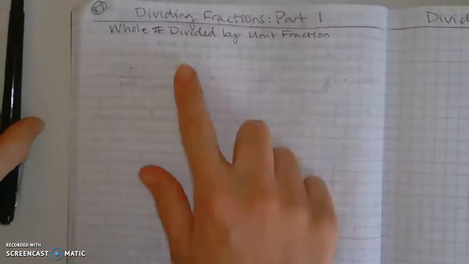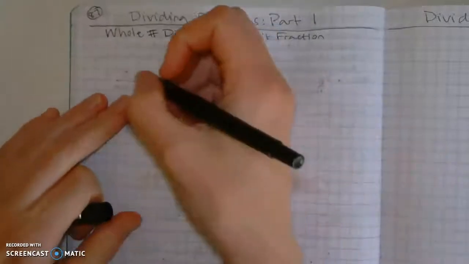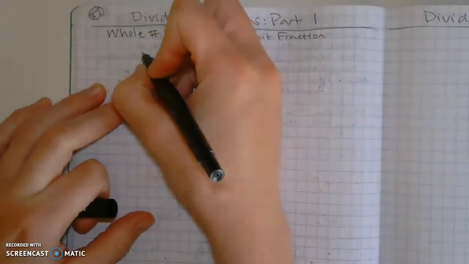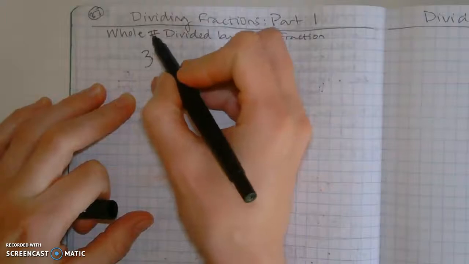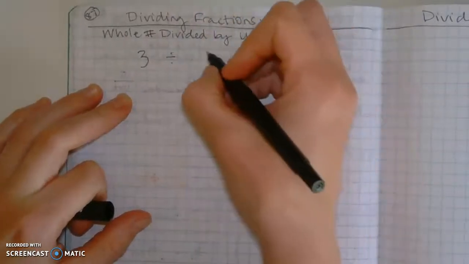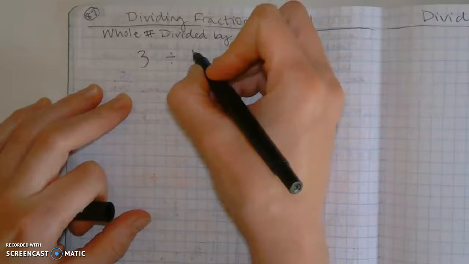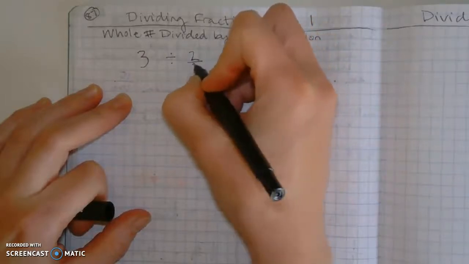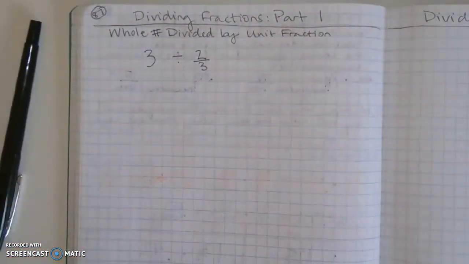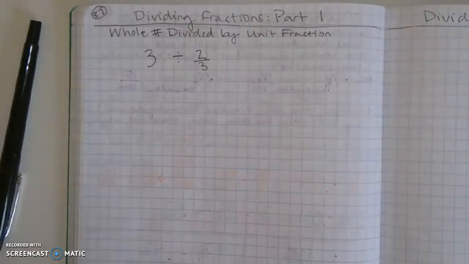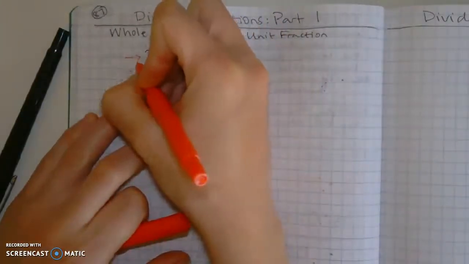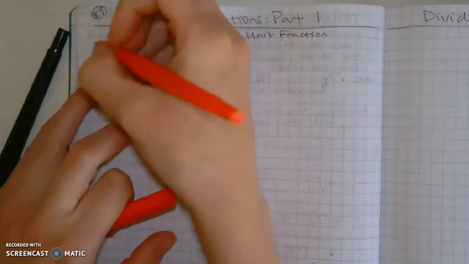I'm going to just break down a problem using fractions here. So we're talking about a whole number. This is my whole number right here. And I'm going to divide it by a unit fraction. So I'm going to do 2/3. Okay. So I'm going to just put some questions here to help you make sense of this. This number right here is representing how many I have.